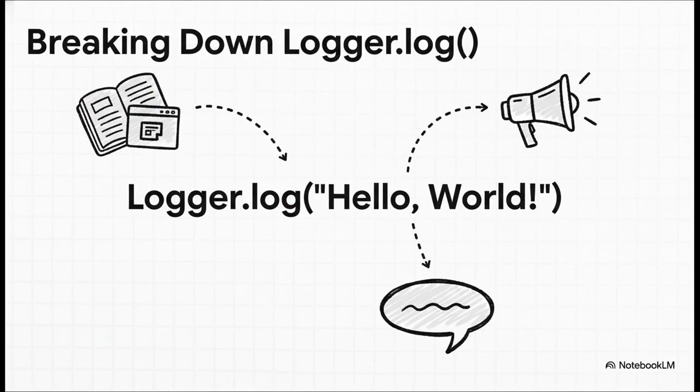Now, let's just break this down real quick because it's simpler than it looks. Logger, that's just the script's private notebook. The .log part, that's the command, the action. It just means write this down. And Hello World, well, that's the exact message we're telling it to write. See? It's just a clear set of instructions.